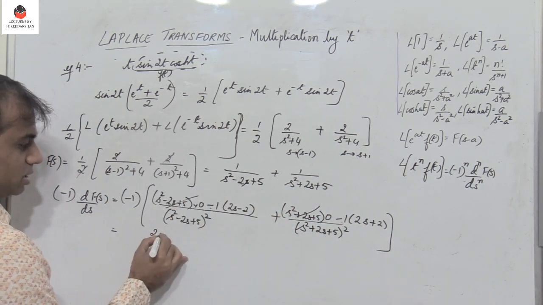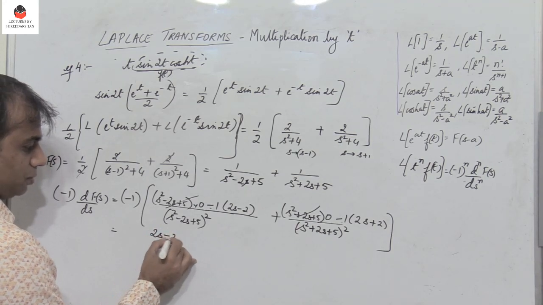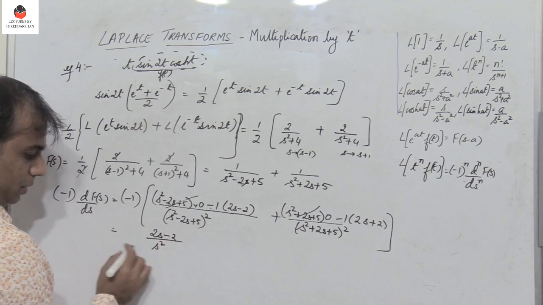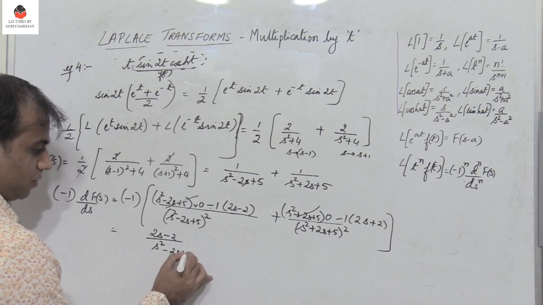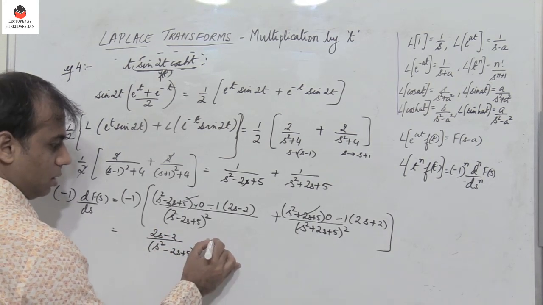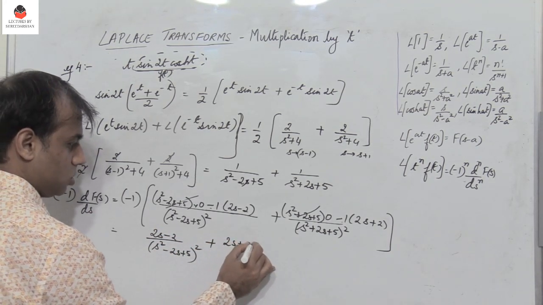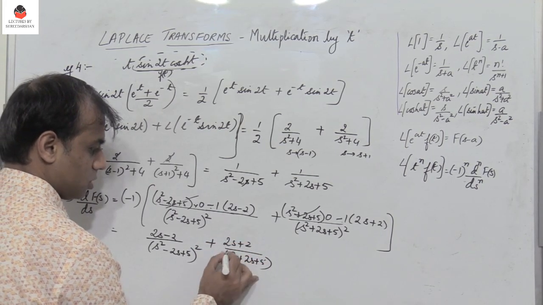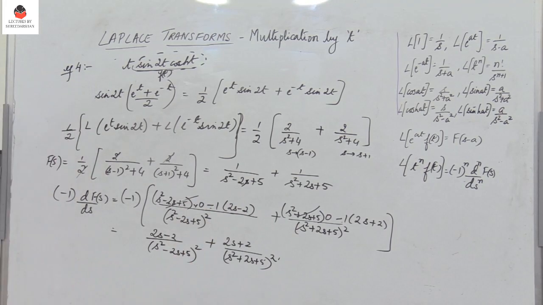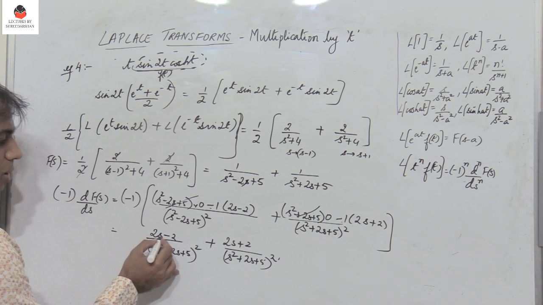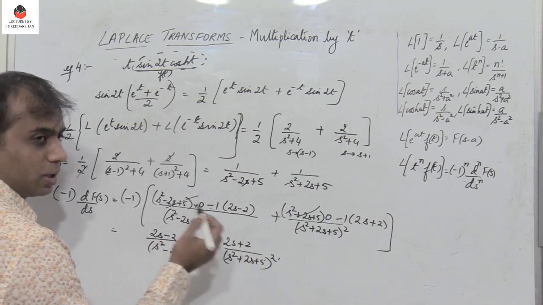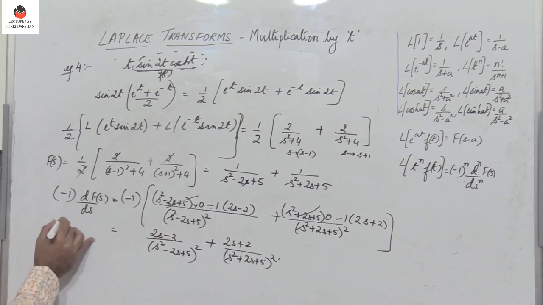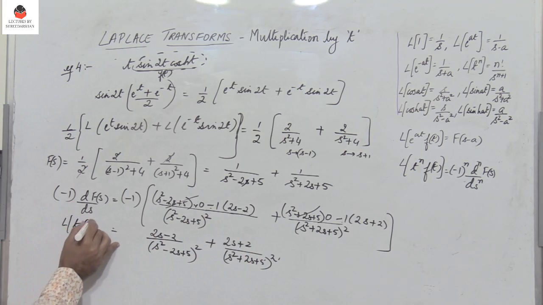So you get 2s minus 2 divided by s square minus 2s plus 5 the whole square, plus 2s plus 2 divided by s square plus 2s plus 5 the whole square. Right? So this is the answer. If required, you can take 2 outside, which is common. So you would get 2 into s minus 1. Here you would get 2 into s plus 1. So this is the Laplace transform of t f of t.